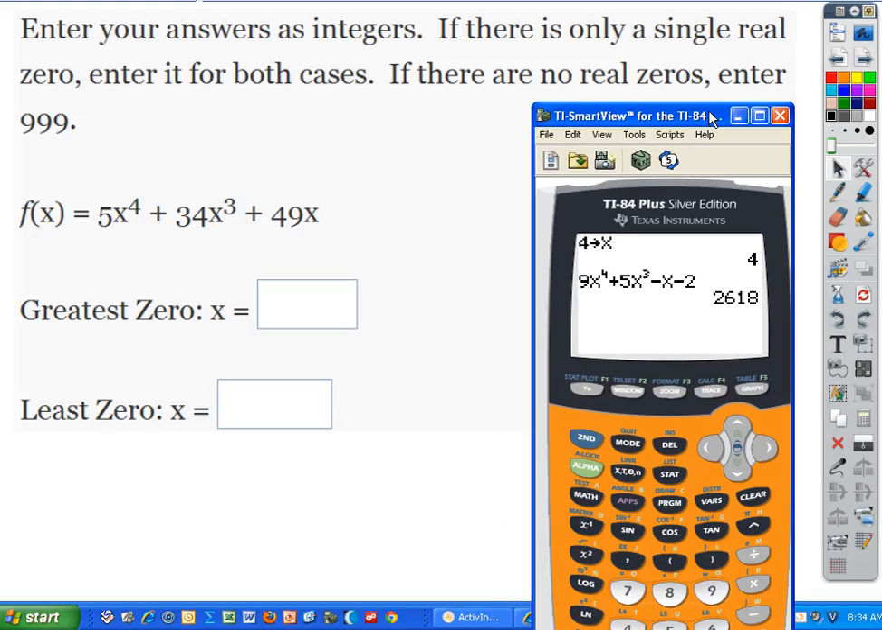What do you mean by greatest? What does that mean on the graph? Highest meaning in which direction? To the right. Yeah, furthest right. Greatest zero would be furthest to the right. Least zero would be the one that's furthest to the left. Okay? Make sense?